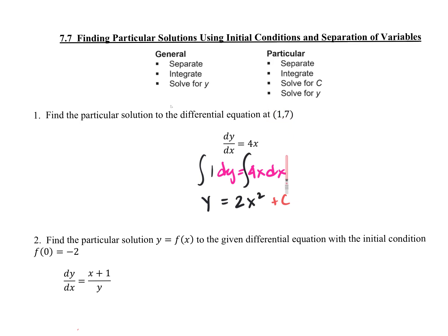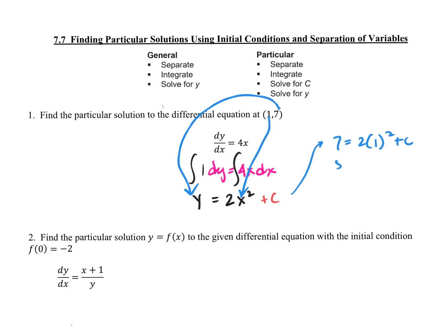What could I do to go figure out what my C would be? Plug it in. My y is 7 and my x is 1. Daisy, what were you going to say? Never mind. 8. What's my constant, y'all? 5. So what's going to be the equation that not only has that slope, but also goes through that point? y equals 2x squared plus 5.